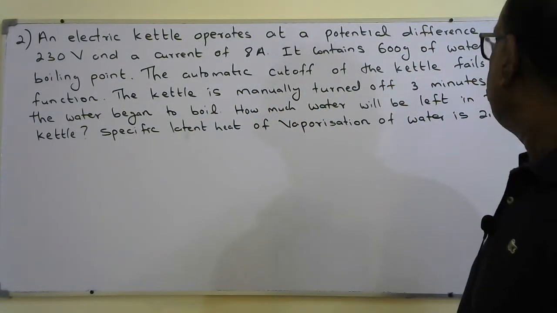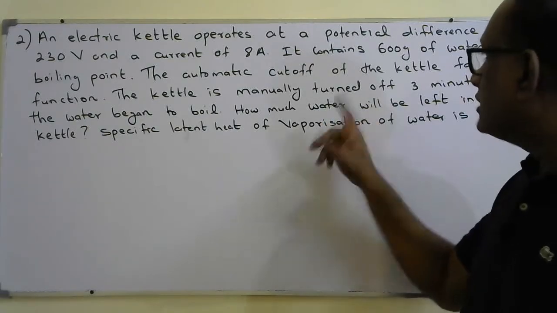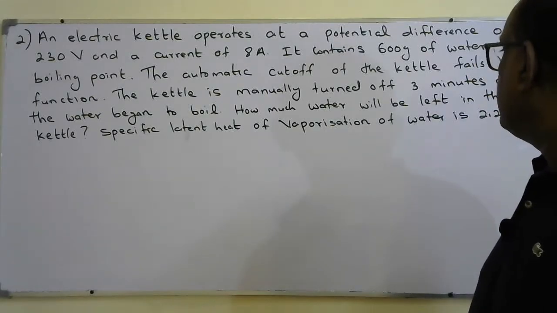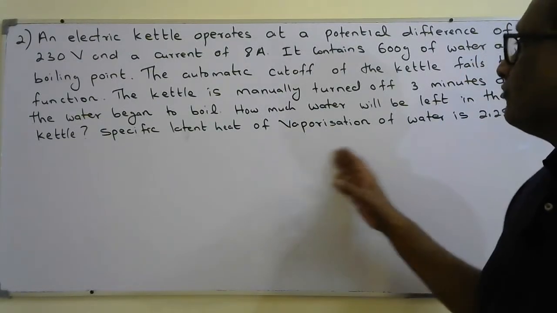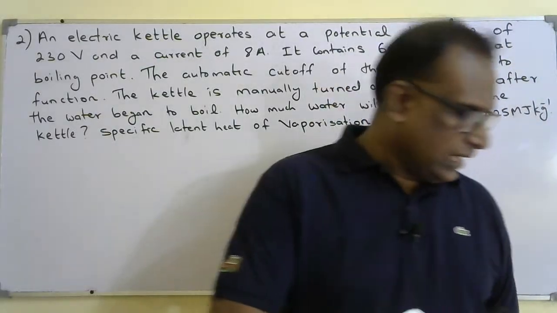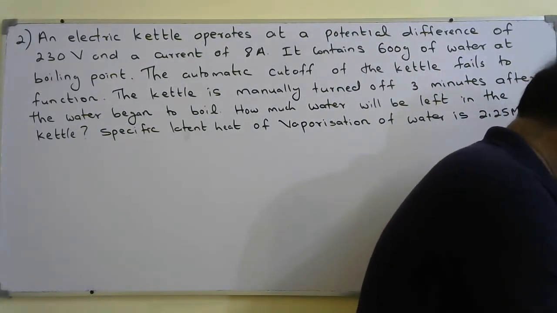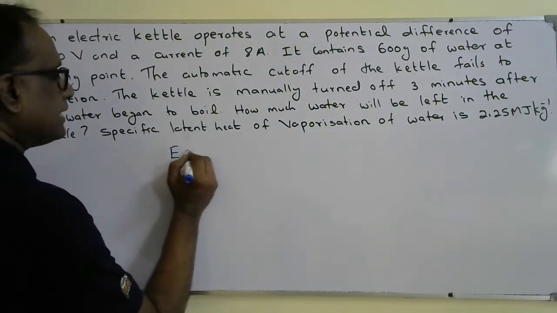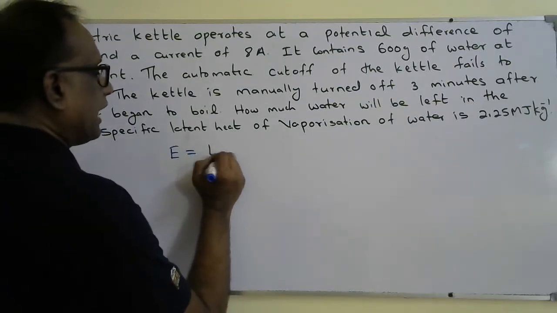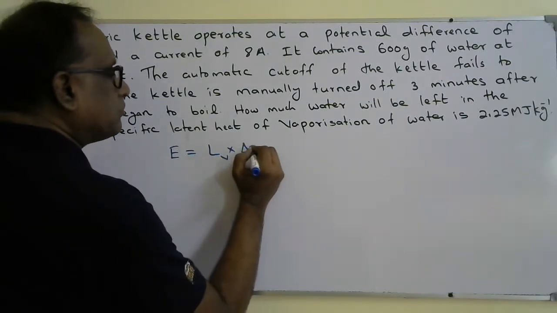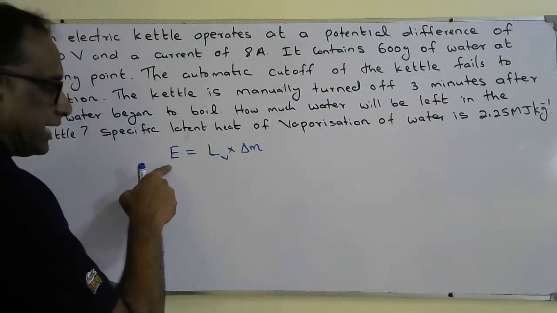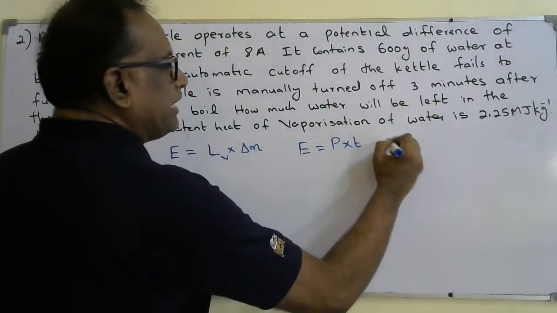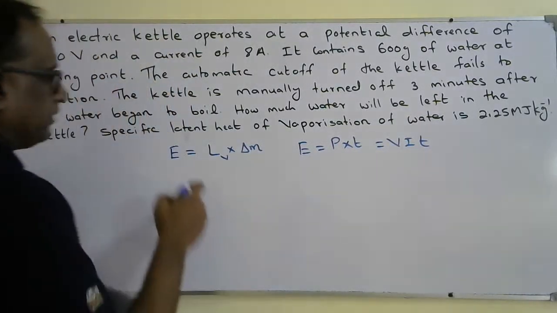The automatic cutoff of the kettle fails to function. The kettle is manually turned off 3 minutes after the water began to boil. How much water will be left in the kettle? The specific latent heat of vaporization of water is given. We'll use the same equation. Energy required to vaporize the water is equal to L_V times delta M. Energy means power times time, so power means VIt, and we'll substitute that here.